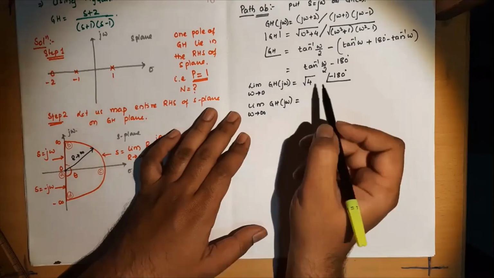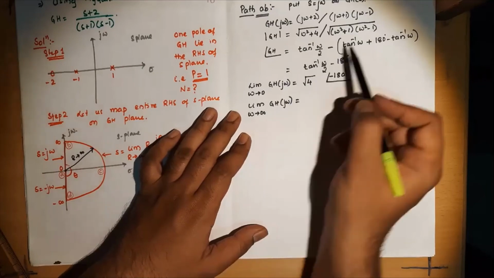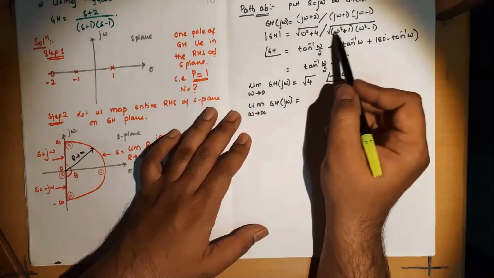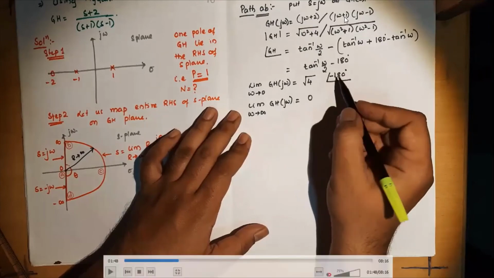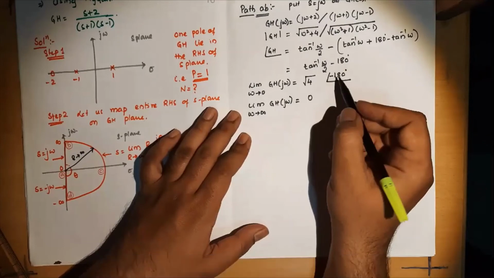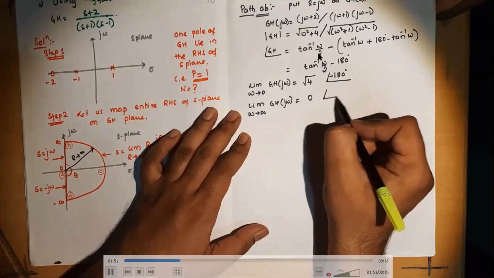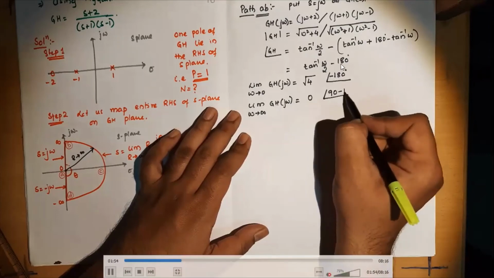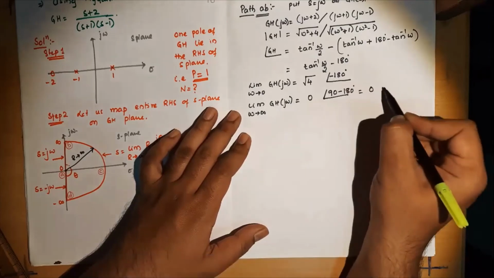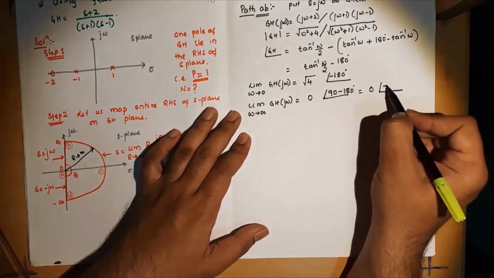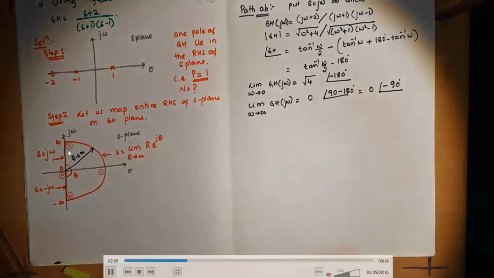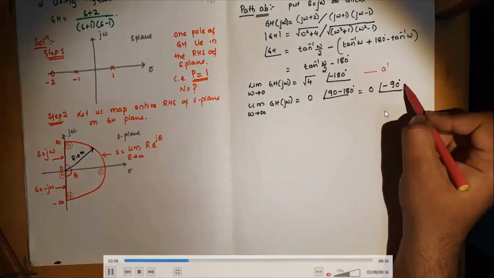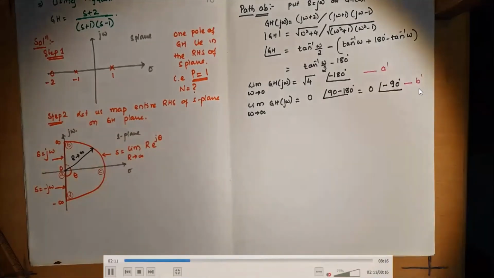Then we have omega infinity. So when omega is infinity, this term will become 0, the gain will become 0. Then the phase angle is tan inverse of infinity minus 180, that is 90 minus 180. So therefore it is 0 at minus 90. Fine. So first path AB has been mapped as A dash and B dash.